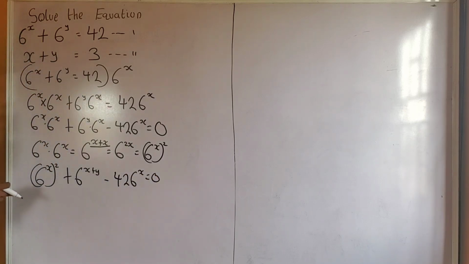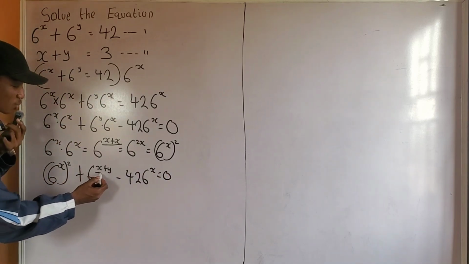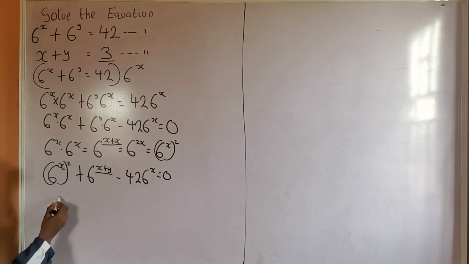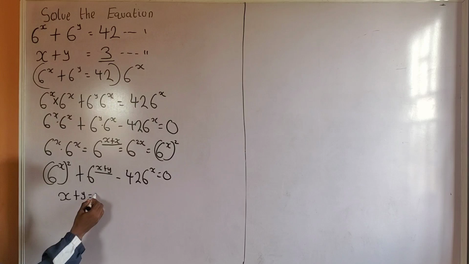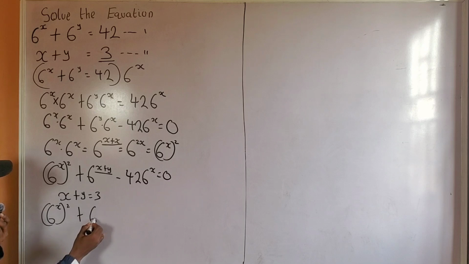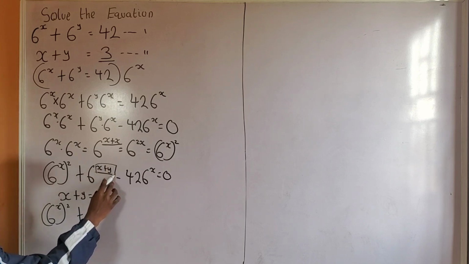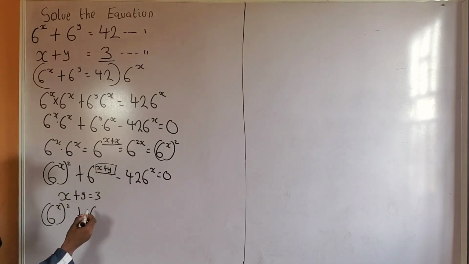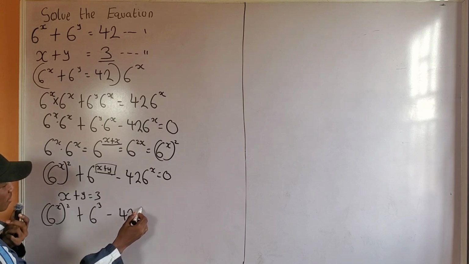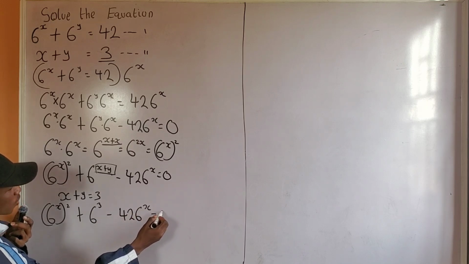Having gotten to this point, recall that x + y equals what? 3, from equation 2. x + y equals 3. So I'm going to have (6^x)^2 plus 6 raised to the power of, now instead of x + y, I'm going to replace it with 3. So I'm going to have 6^3 minus 42 multiplied by 6^x equals 0.